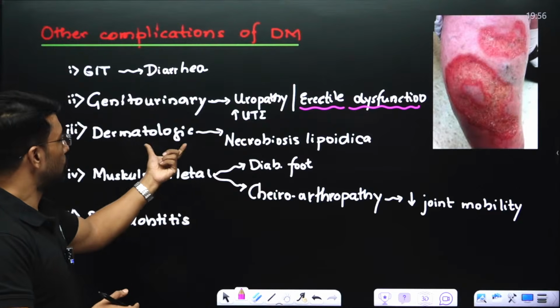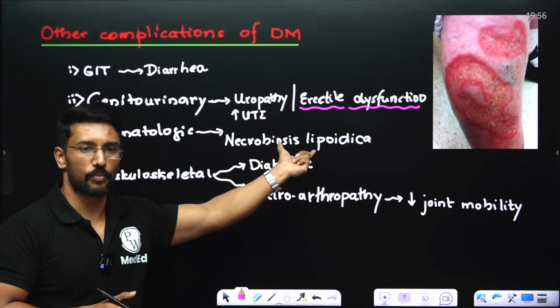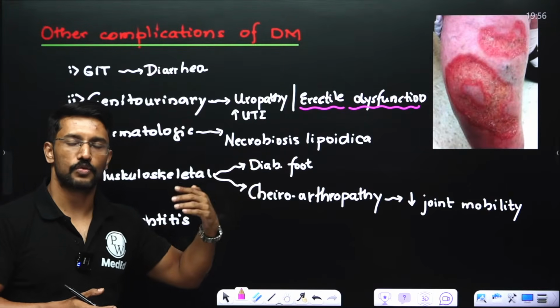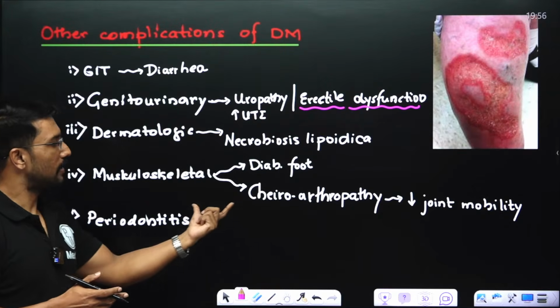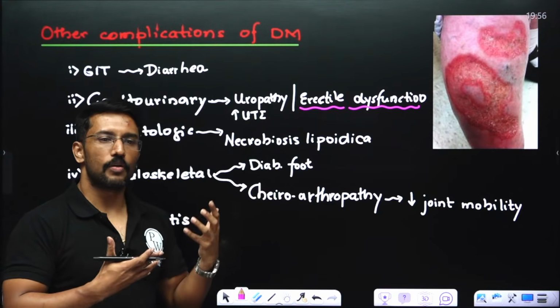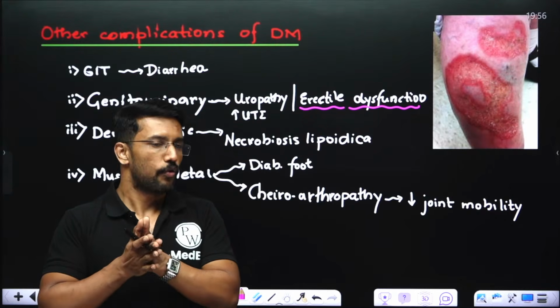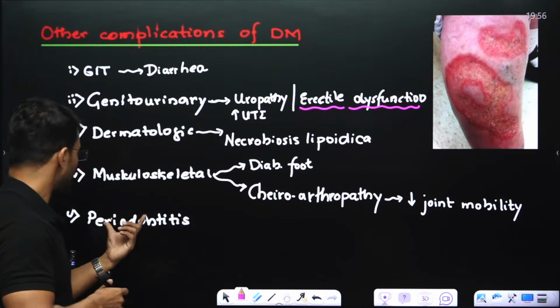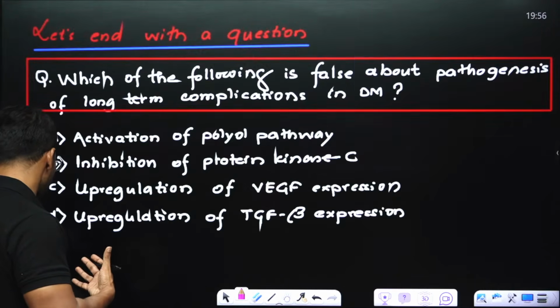Then cutaneous, it can lead to a granulomatous inflammation called necrobiosis lipoidica. It can lead to diabetic foot. In fact, it is one of the leading causes for below knee amputations the world over. And it can also lead to stiffening of the joints or reduced joint mobility because of skin and soft tissue fibrosis. One of them is what we call frozen shoulder, right? And it can also cause gum inflammation. So these are all the clinical manifestations of diabetes.